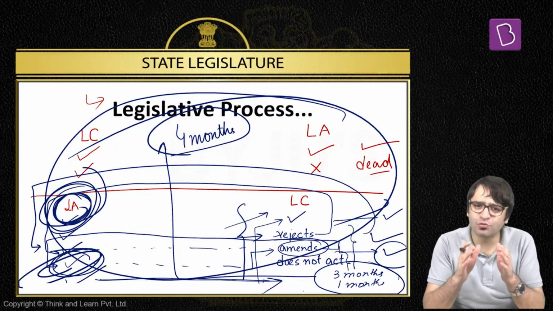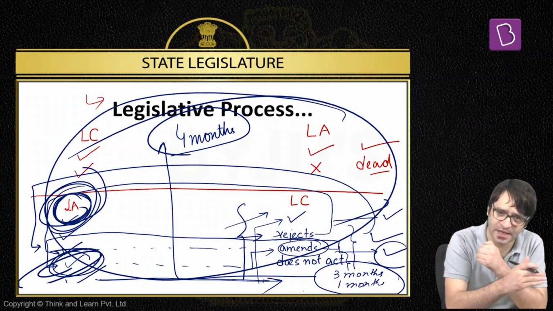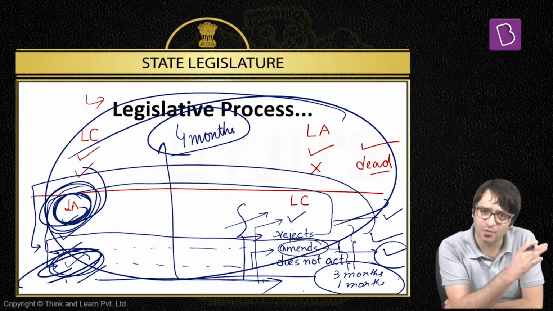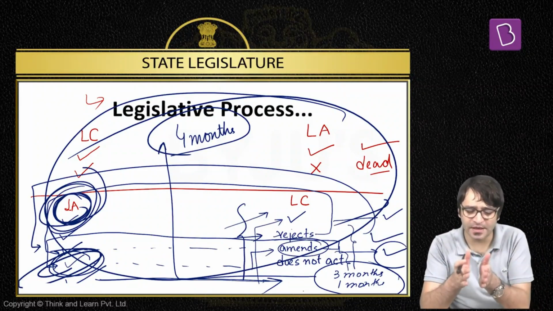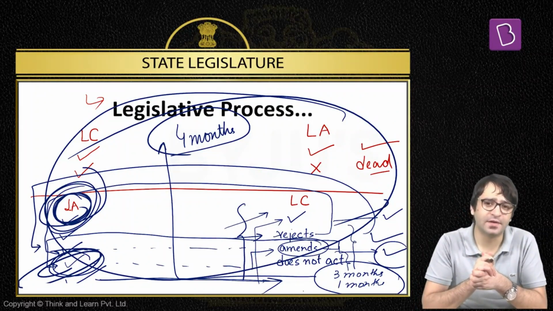That means now we have come to a point where we have discussed state executive. State executive consists of governor, chief minister, council of ministers, and the advocate general of the state. Governor we have not discussed yet, but we will discuss him now. State legislature consists of governor, legislative assembly, legislative council. We have discussed legislative assembly, we have discussed legislative council. Now let's come to the office of the governor of a state.